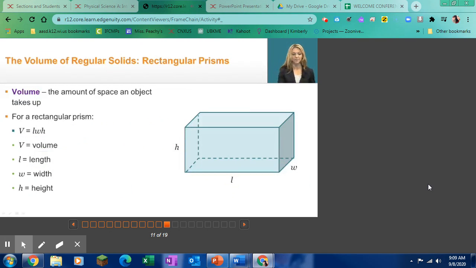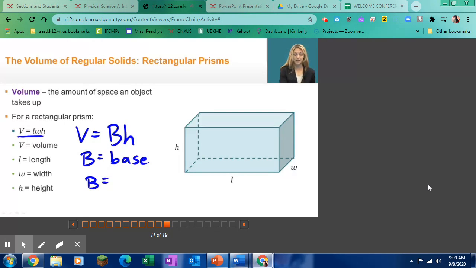Sometimes you will see, instead of volume equals length times width times height, you'll see volume equals base times height, in which case B stands for base, and the base can be found in a rectangular prism by multiplying length times width. So in this case, we would have length here times the width, and when we multiply that, we will get the base. Let's work through an example together.